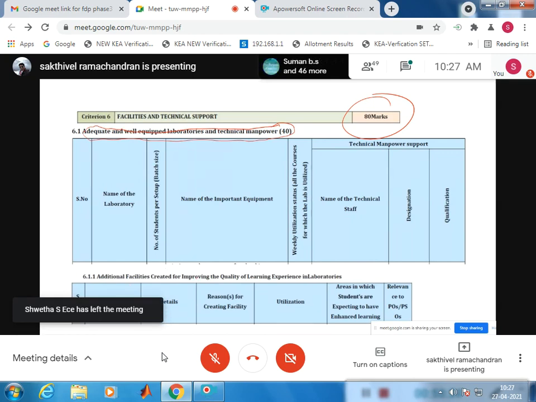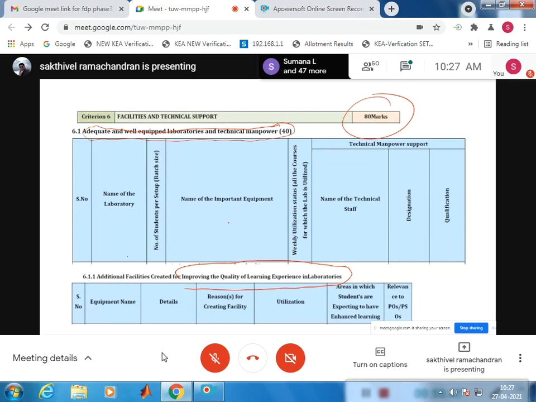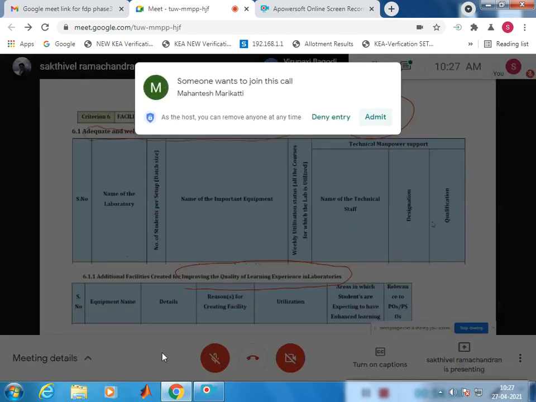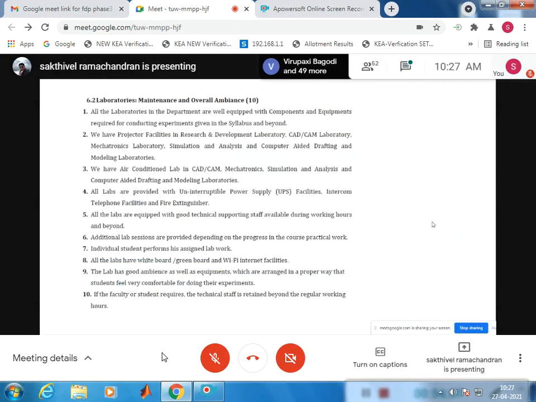Additional facilities created for improving the quality of learning and experience in the laboratories. Under this heading, how many students, what is the name of the laboratory which has been created, the names of the important equipment, what their utilizations are, who is the technical staff, what is his designation, what is his qualification. So more of the technical support and the facilities available need to be documented, and all this under different headings need to be provided.